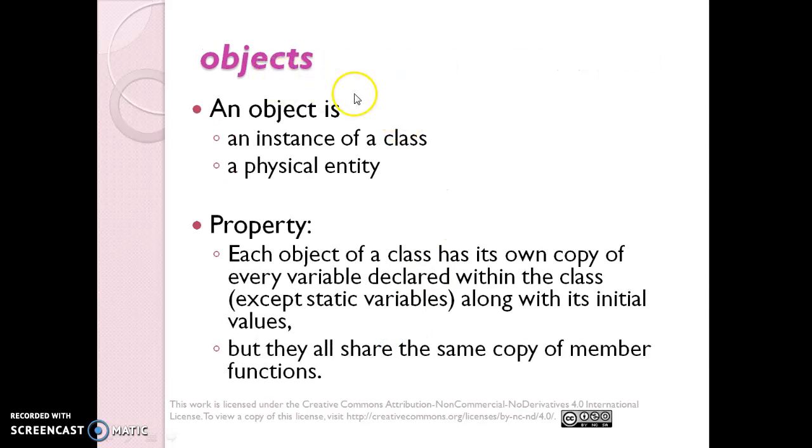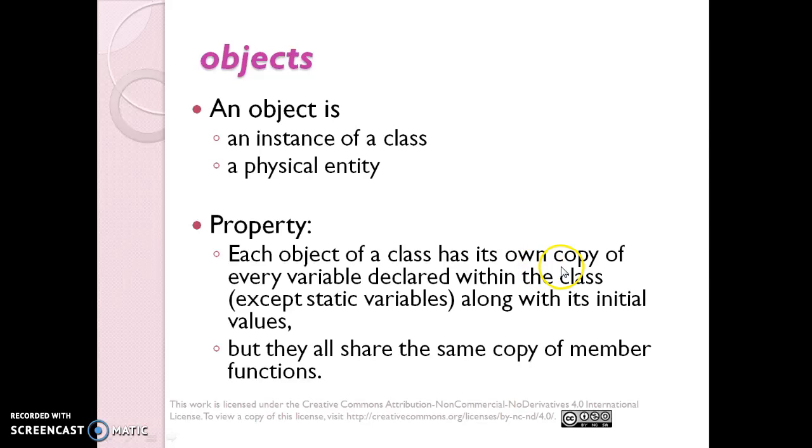Now let us see what exactly an object is. An object is an instance of a class, and it is basically a physical entity, as we have seen. Once a class is created, you can create an instance of it, and that instance is called an object. What is the property of an object then?